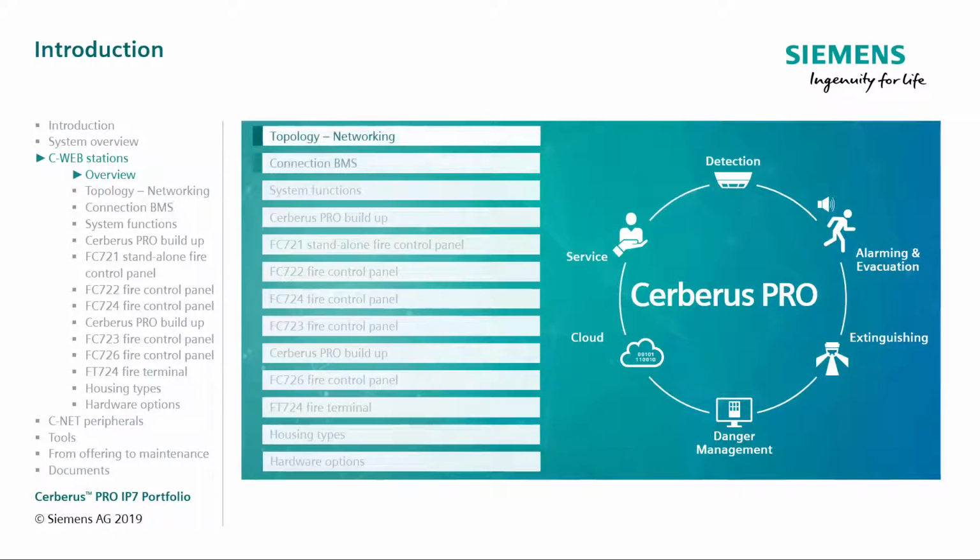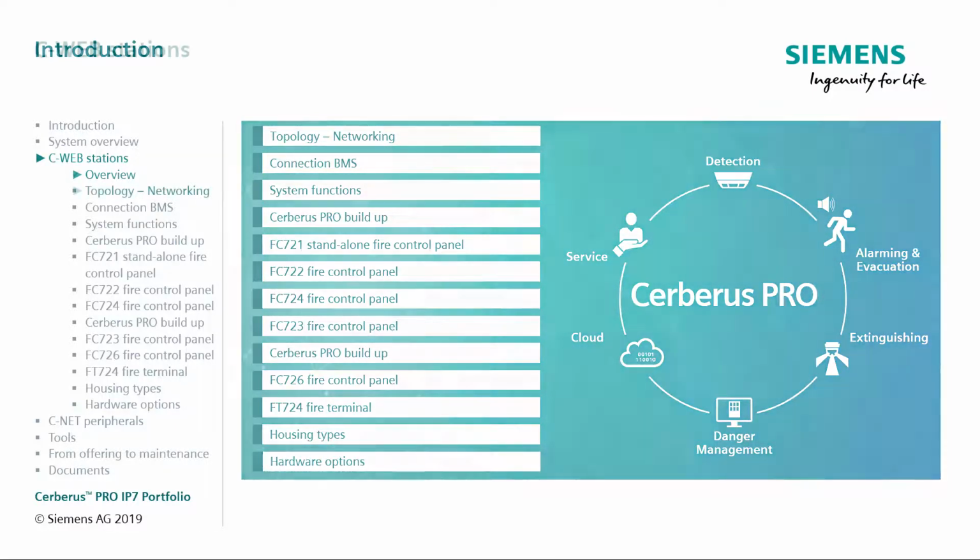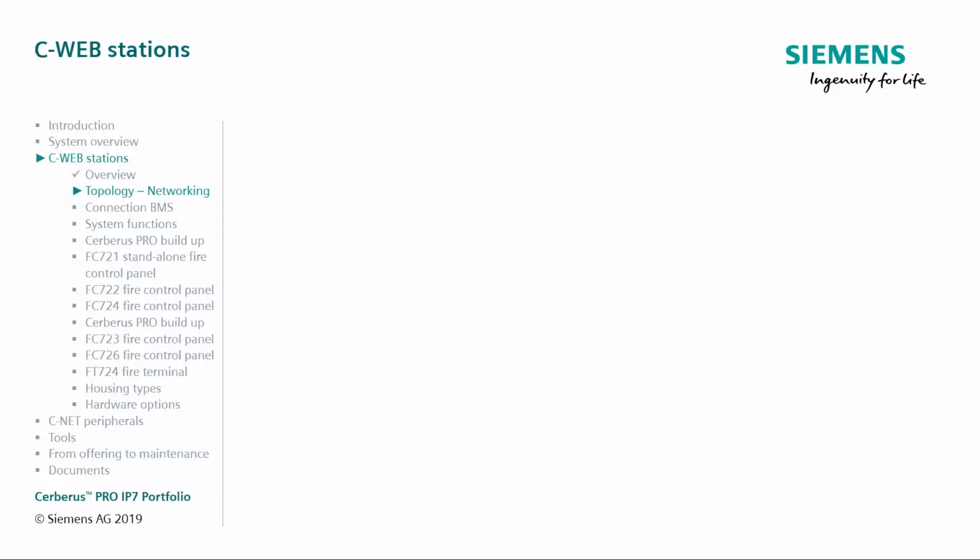In this chapter, we will go into more detail about how the C-Web works. We will show you the available station types as well as housing and hardware options. Let's start with the various ways fire control panels and fire terminals can be networked.